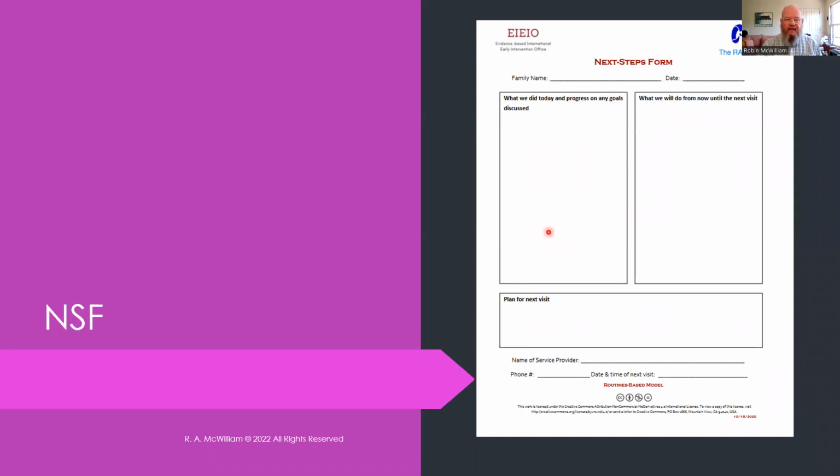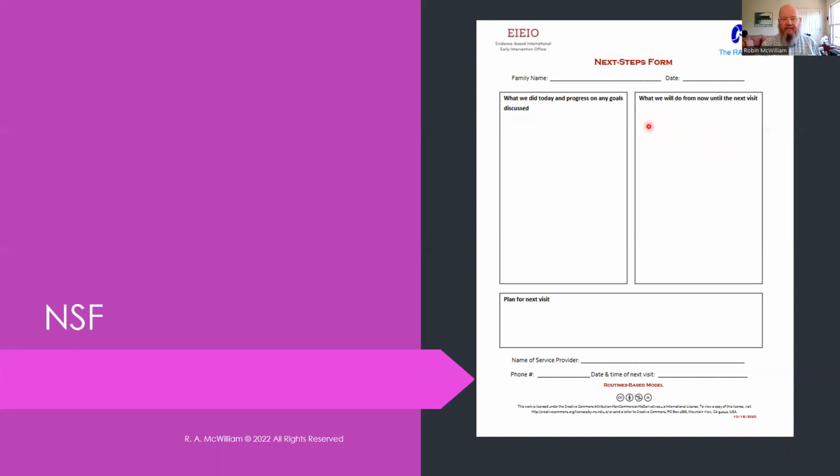This is what we did today and progress on any goals discussed gets written in here. This is what we will do from now until the next visit. And so this is the caregiver's commitment to strategies that the caregiver is interested in. And so I encourage people on the right-hand panel here, not just to say, Susie will provide hand-over-hand prompting to Johnny. Rather, I would say, Susie said she would provide hand-over-hand prompting to Johnny.